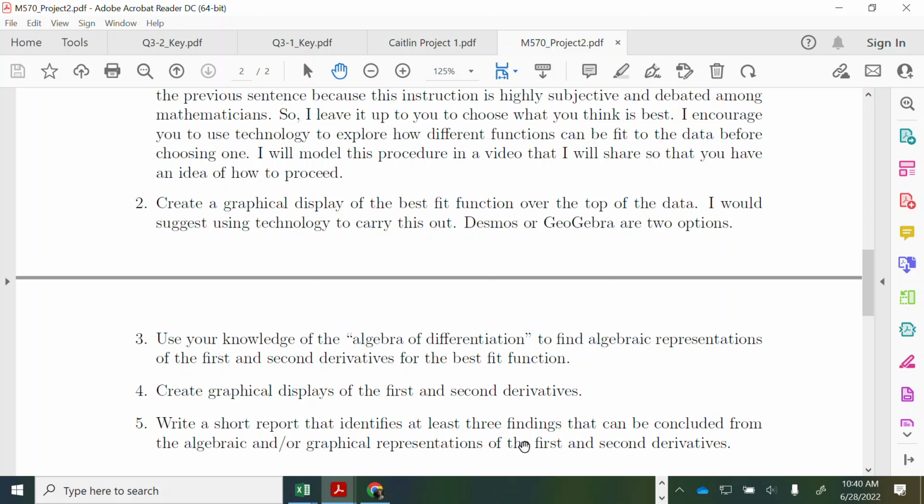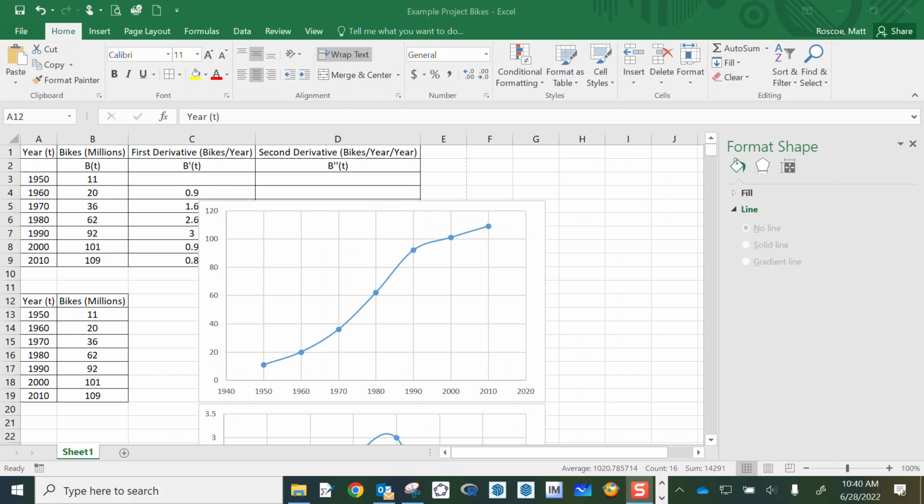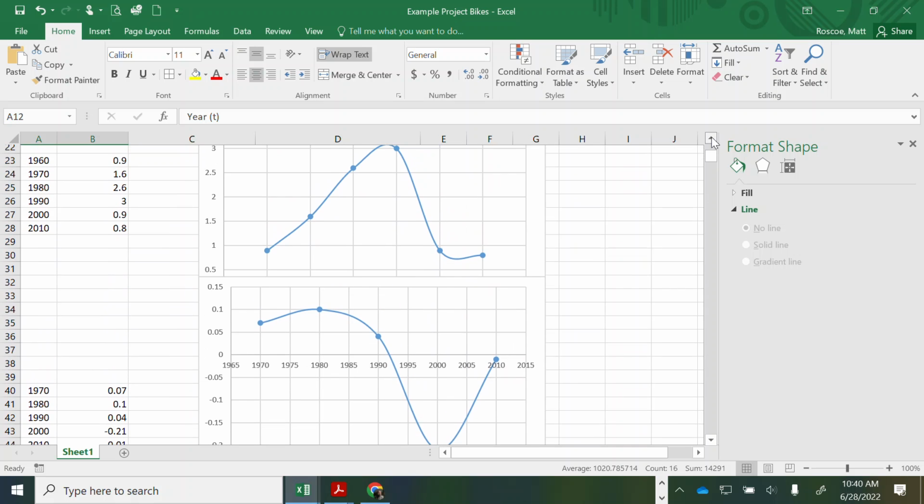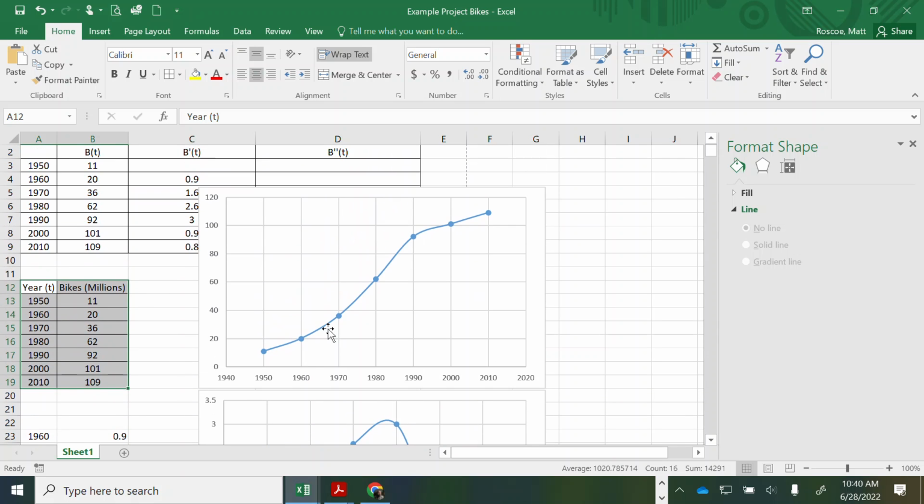Okay, so let's go ahead and take a look at an example. Okay, so here is my bikes project, the example project I did for Project 1, and as you recall, it has the years and the number of bikes in the millions. I did most of my graphs in Excel, so you can see my graphs for my example project here for first and second derivatives, as well as the actual number of bikes produced.